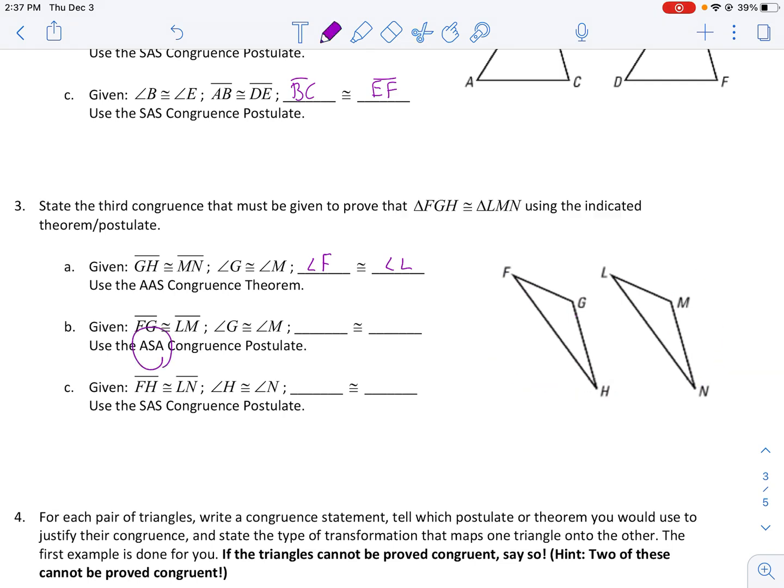And then we want to use angle, side, angle. And we have FG congruent to LM, angle G congruent to angle M. So it wouldn't be this angle because we don't have the side in between the two angles. If we use this angle, this would be angle, angle, side. We want it to be angle, side, angle. So we're going to use angle F and angle L. Because now we have angle, side, angle. So again, it's angle F congruent to angle L.